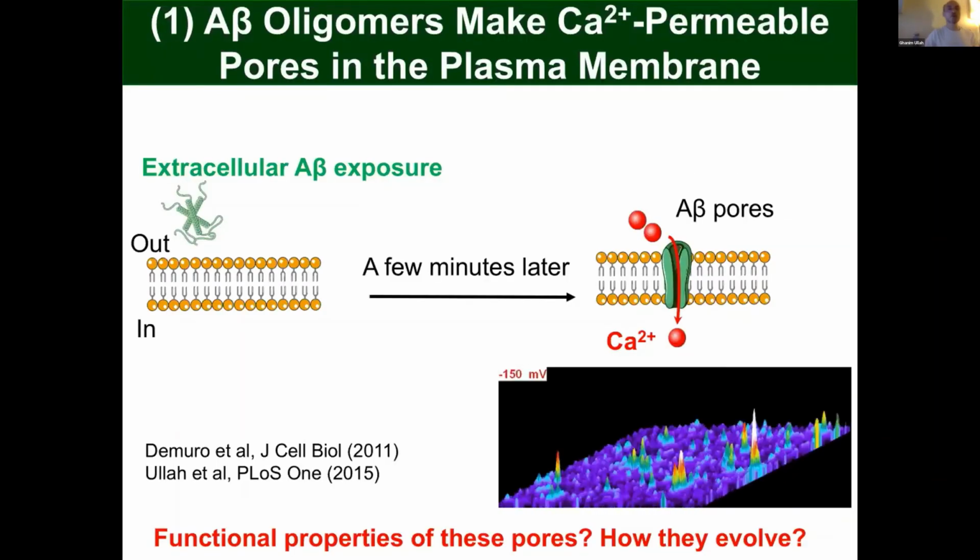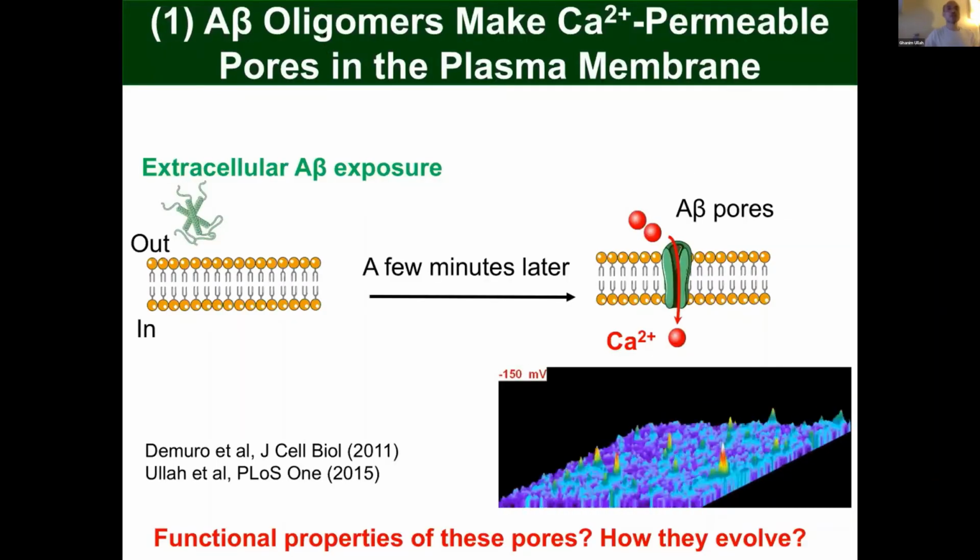Okay, so the first one is amyloid beta oligomers. They make calcium permeable pores in the plasma membrane. So if you do an experiment where you expose a cell or a cell membrane to the amyloid beta oligomers, and you wait for about 20 minutes, you will see that this amyloid beta will make pores in the plasma membrane.